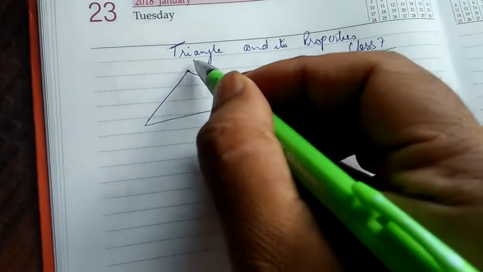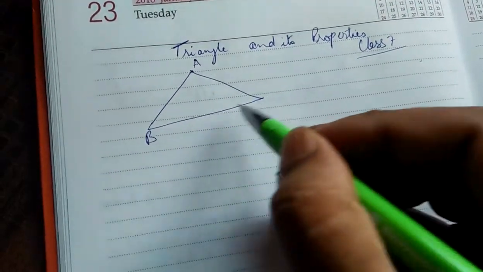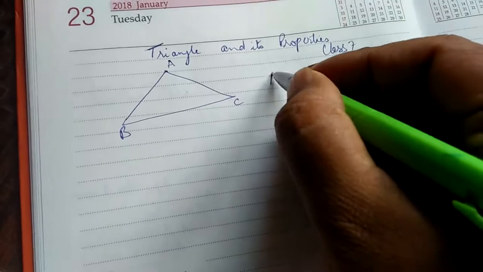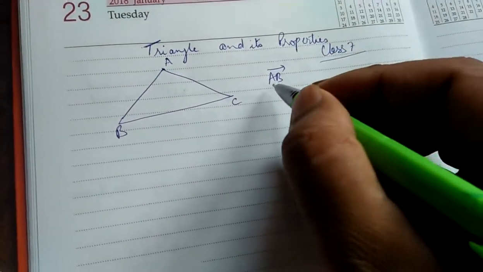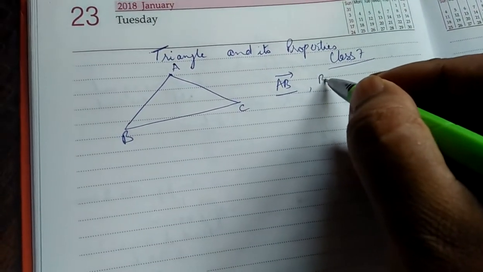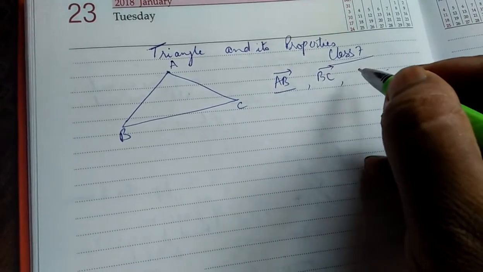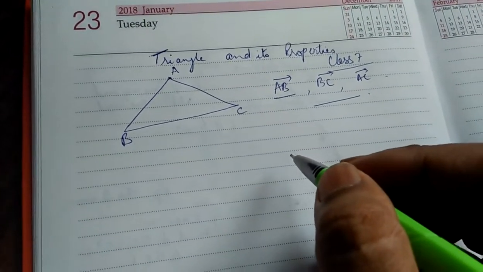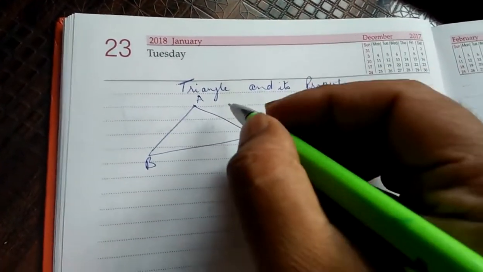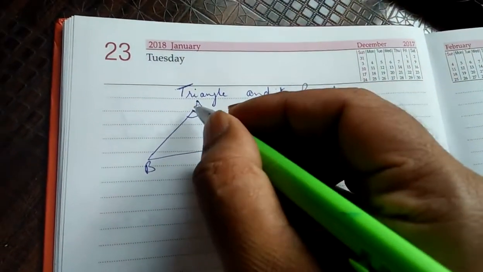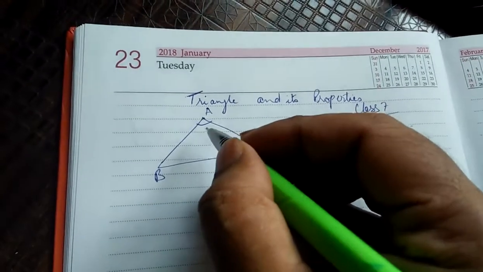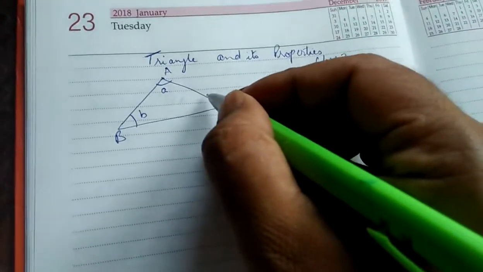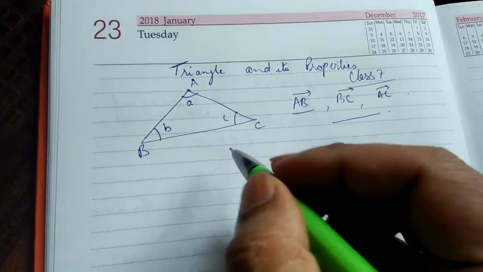Okay, the three vertices are marked A, B and C. Alright, so AB is a line segment denoted like this. BC is a line segment denoted by this. AC is a line segment denoted by this. Alright, this particular angle created by line segments AB and AC is called A. This particular angle is called B. This particular angle is called C.